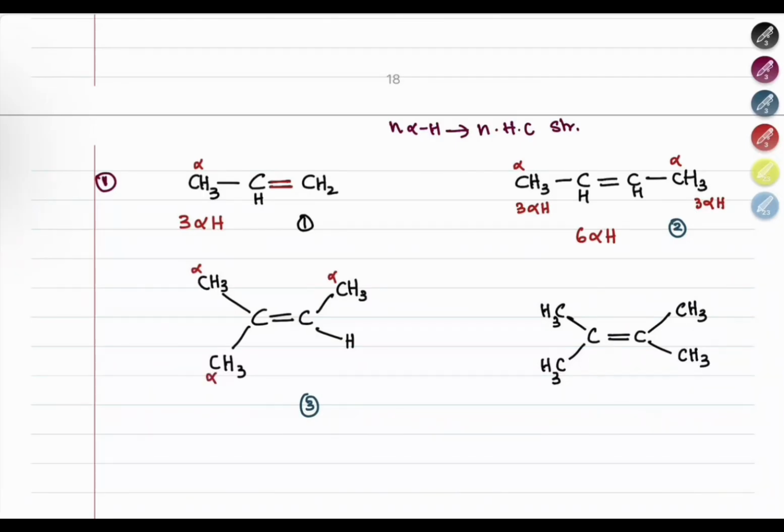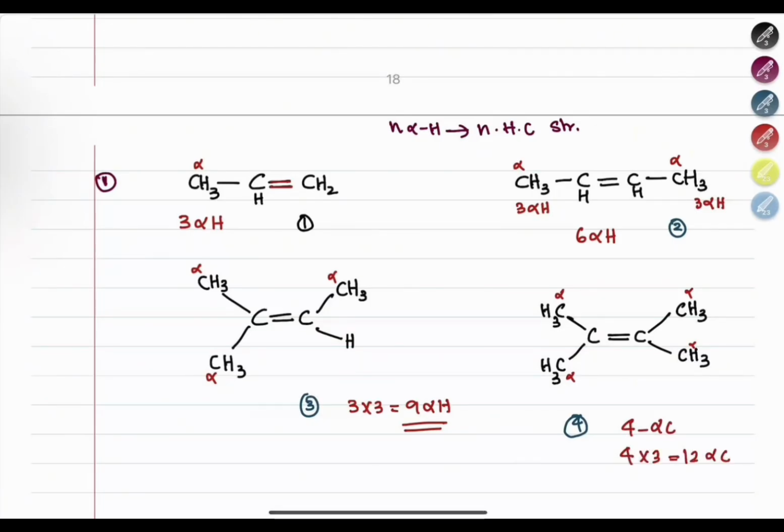In all of the alpha carbons, there are 3 alpha hydrogens present. That means total 3 into 3, that is 9 alpha hydrogens present in the third molecule. And now in the fourth molecule, there are 1, 2, 3, 4, that is 4 alpha carbons. That means 4 into 3, total 12 alpha hydrogens present.